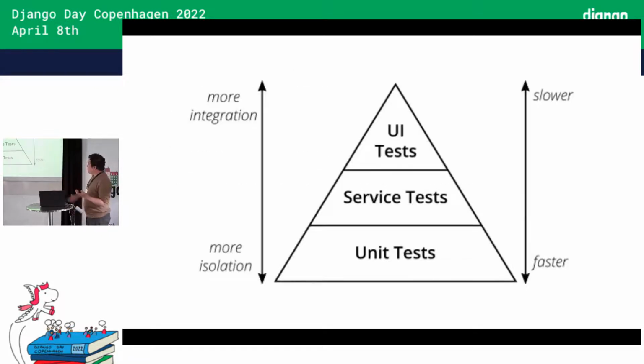Yeah, and then this is the test pyramid. I think that you guys are aware of it, and you should focus on having more unit tests and service tests than UI or end-to-end tests, because those kinds of tests are very expensive and very slow to run.